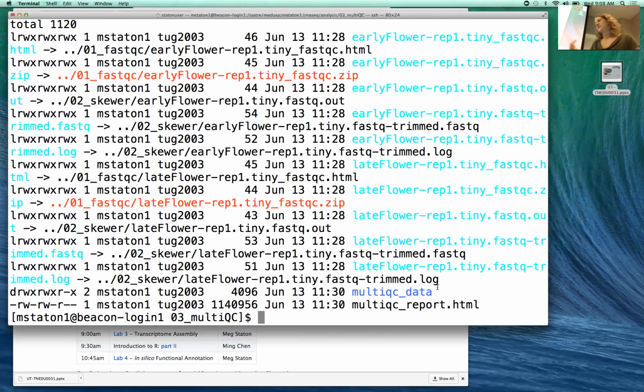Okay, so file transfers. Oftentimes you're going to need to move data between your laptop and Beacon, or in the future, the ACF, and get that data to go both up and down.